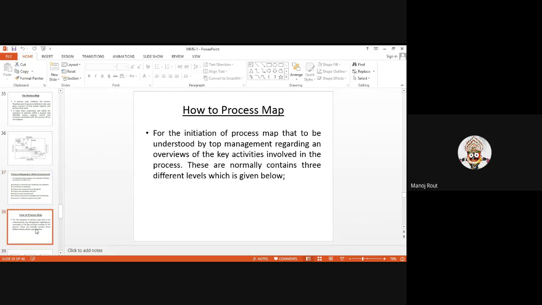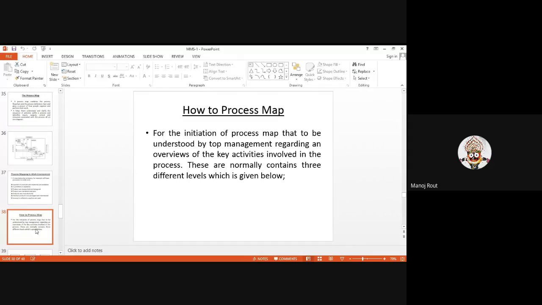The next one is how to process map. For the initiation of process map, there needs to be an understanding by top management regarding an overview of key activities involved in the process. So in case of more companies, the management must understand the process and overview the key activities involved in the process for the final product.